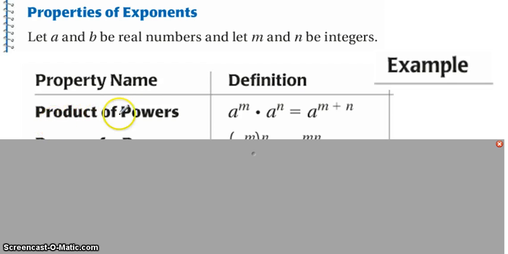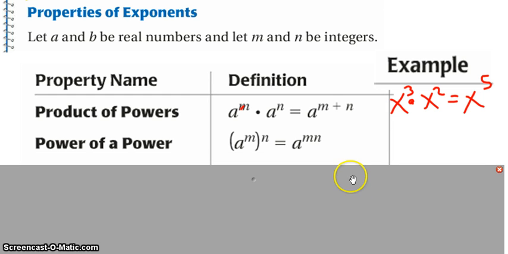We start off with the product of powers, which says that when you have the same base, you add up the exponents. For example, x cubed times x squared, you add and you get x to the 5th power.